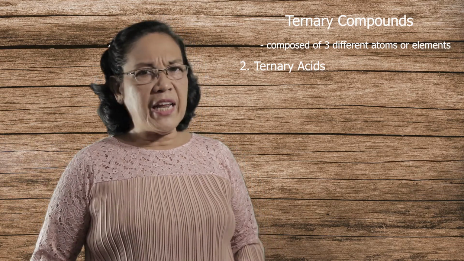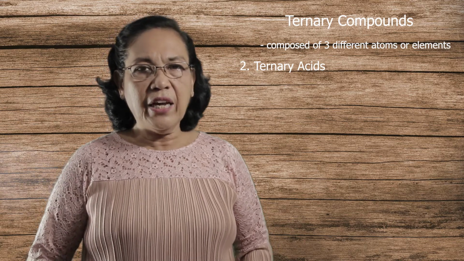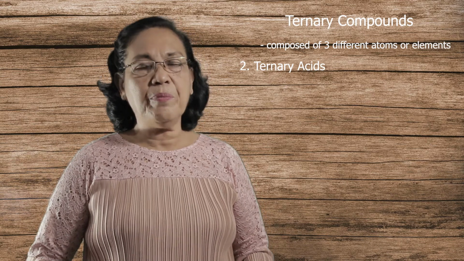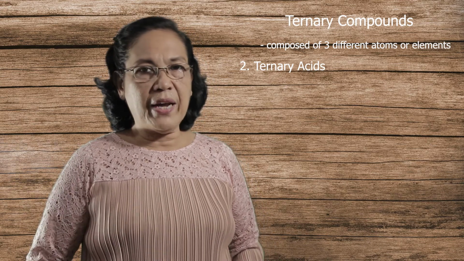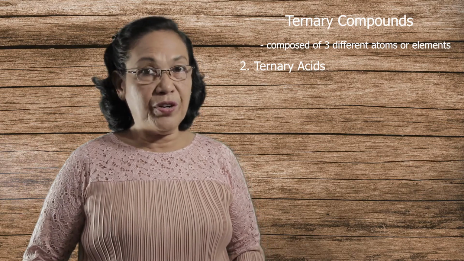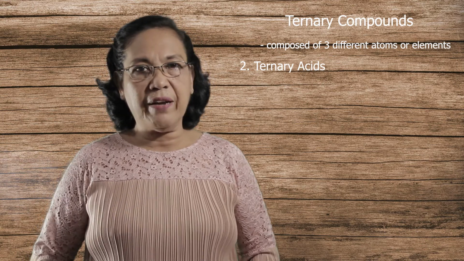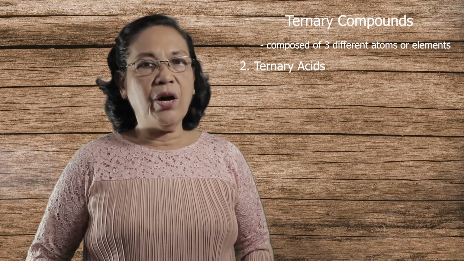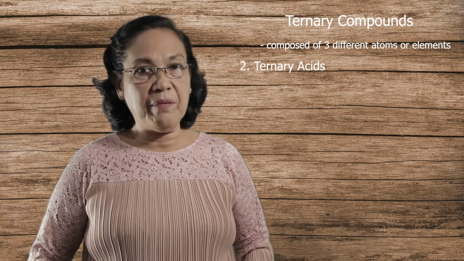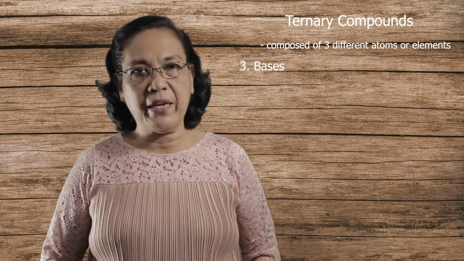So what must be the name of this ternary acid if the central atom is 5? There is no prefix. You go directly to the stem name, which is phosphor, and the suffix is -ic. So the name of this ternary acid is phosphoric acid. That is your H3PO4.